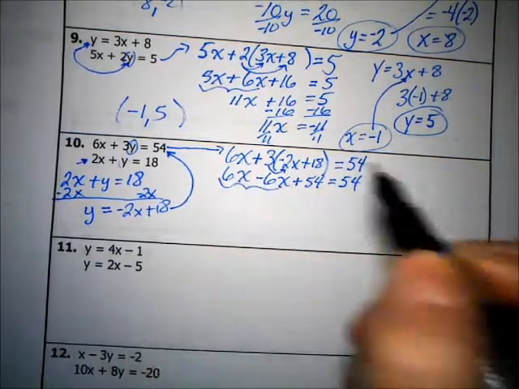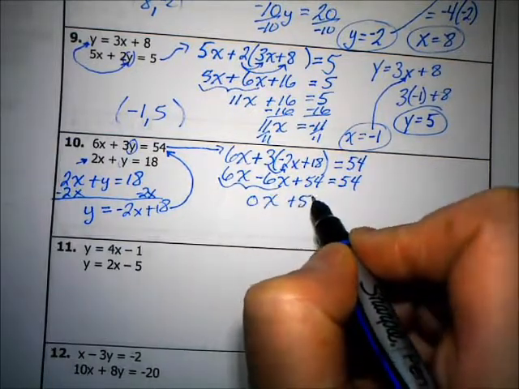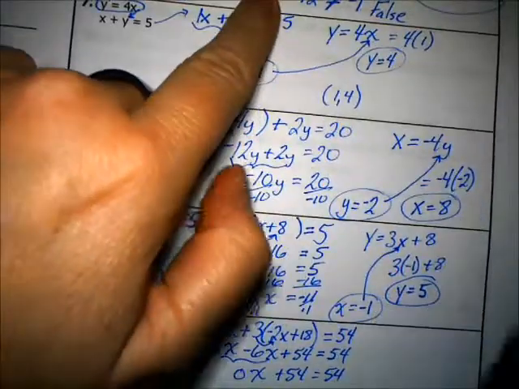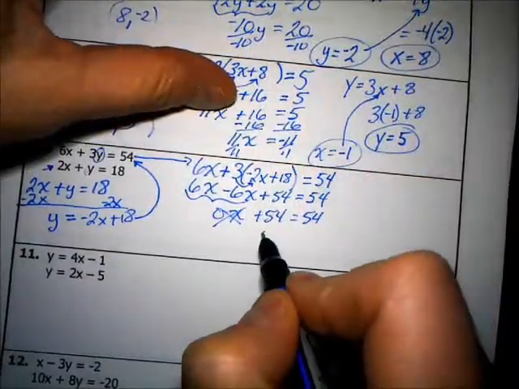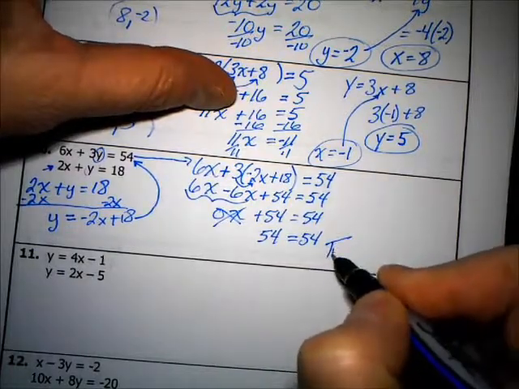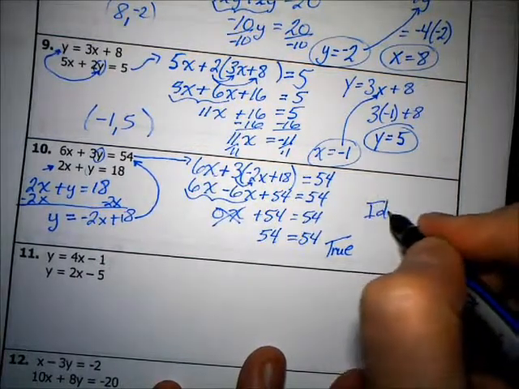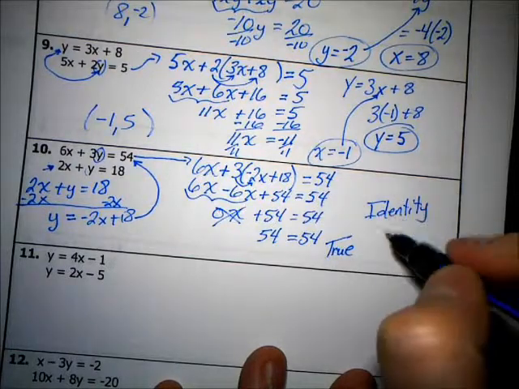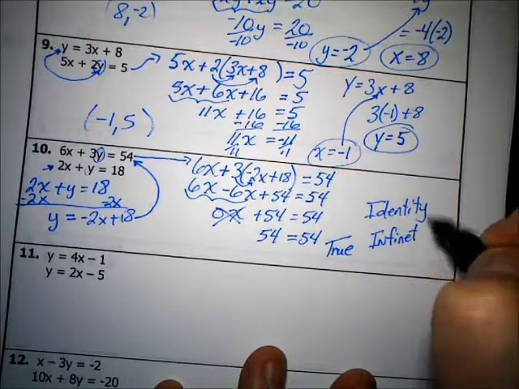If I combine my x's, 6 minus 6 is my 0x. Remember as before, when I get a 0 with a term, I'm just going to cancel it out. That's gone. So I have this question, is 54 equal to 54? And that is true. That is a true statement. That means this is the identity. It means these equations are identical. And this is where we had the infinitely many.